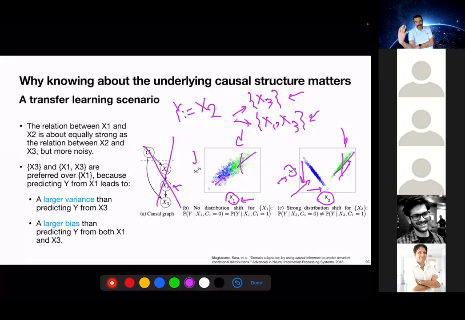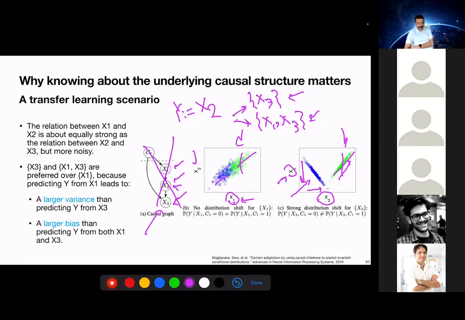By just looking at the data, we have no reason to use X1 as the predictor. But if we exploit the causal structure, you see that X1 is actually the only cause of X2, right? And X3 is just correlated with X2 because X2 is actually the cause of X3, not the other way around.